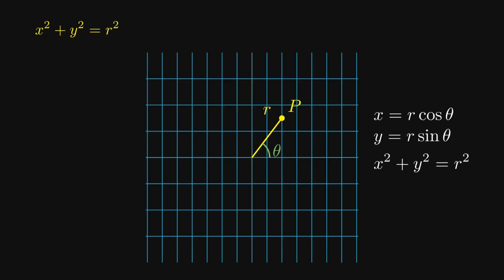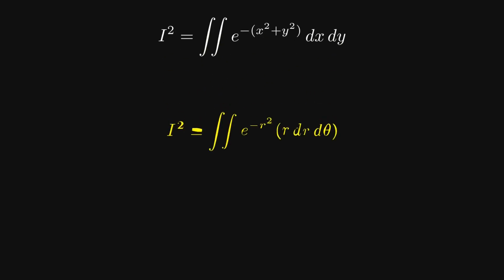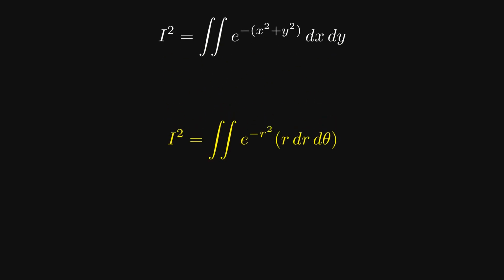And crucially, x squared plus y squared equals r squared. Now, when we change variables in a double integral, we need to account for how area elements transform. The area element dx dy becomes r dr d theta in polar coordinates. That extra factor of r is essential. It comes from the Jacobian of the transformation. So our integral becomes the double integral of e to the negative r squared times r dr d theta.